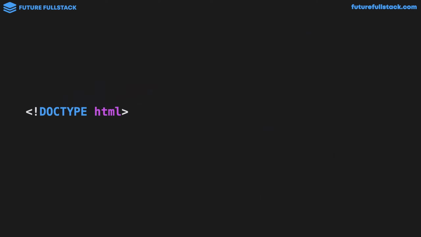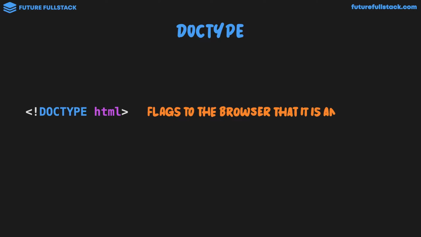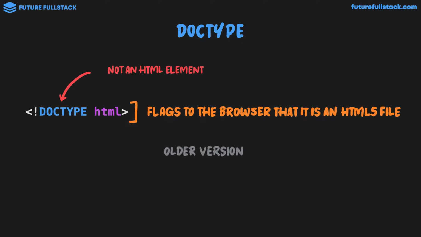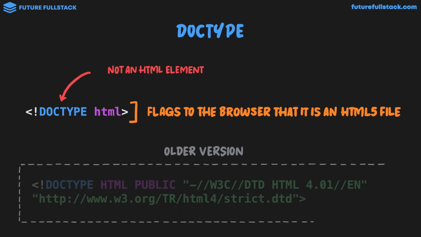Starting with the first line, doc type. This line flags to the browser that this is an HTML5 file. And this line of code is not actually an HTML element, but it is important. So what is HTML5, I hear you ask? HTML5 is just the latest version of HTML. An older version of this declaration would look something like this. I've just put this here for reference. It's not something you would ever use today, and it's why I've made it a bit washed out.